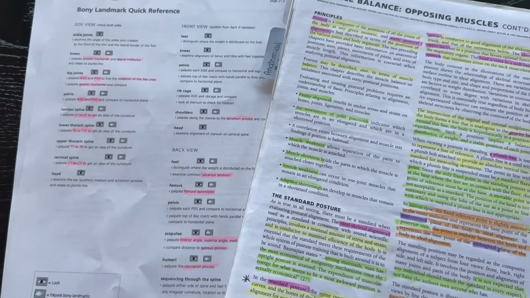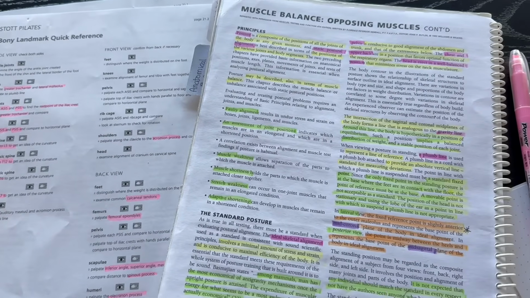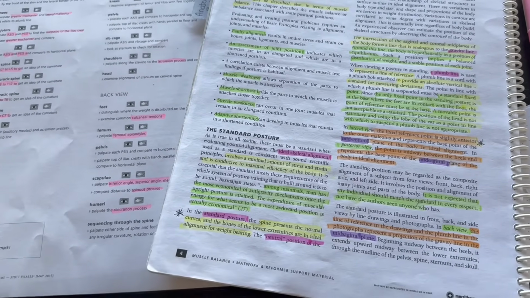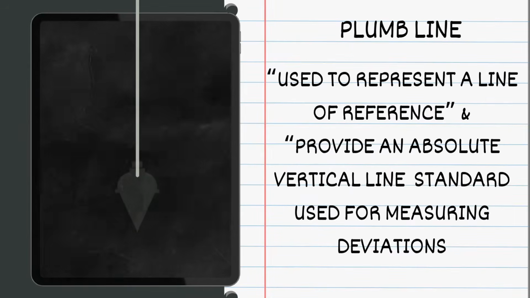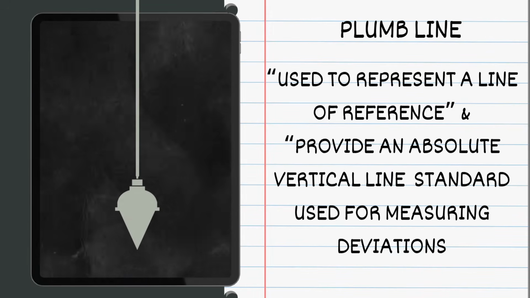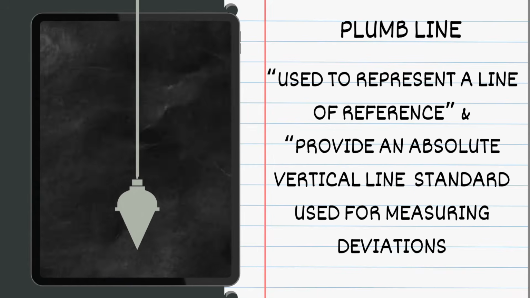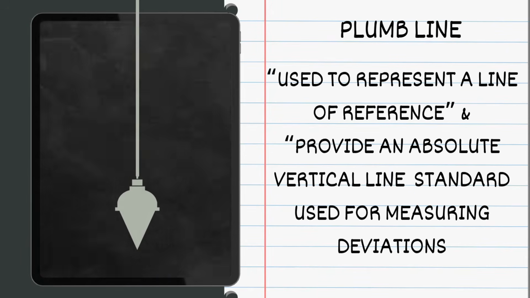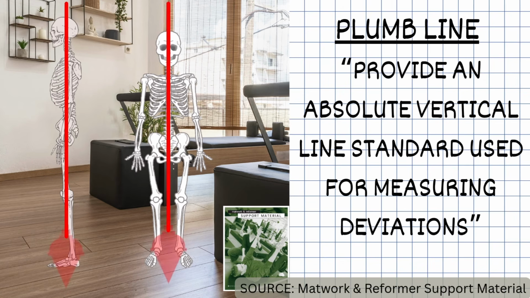You can find more information about postural deviations from standard in your support materials or the Muscles, Testing, and Functions book. So if you took STOTT, Matwork, or Reformer, we used a plumb line as a point of reference to compare our joints and bony landmarks to determine the postural alignment of our client. And we were looking for deviations from that plumb line in order to determine the posture of that client. When practicing, I just used an imaginary plumb line.